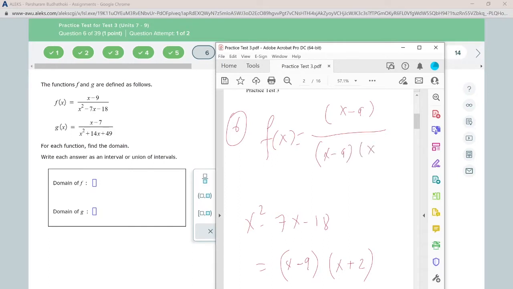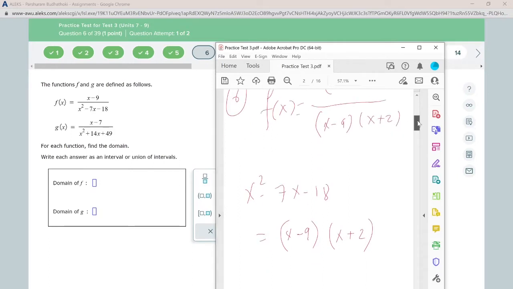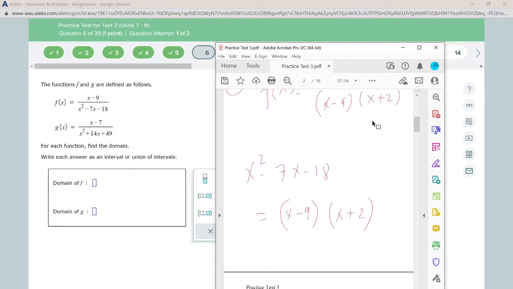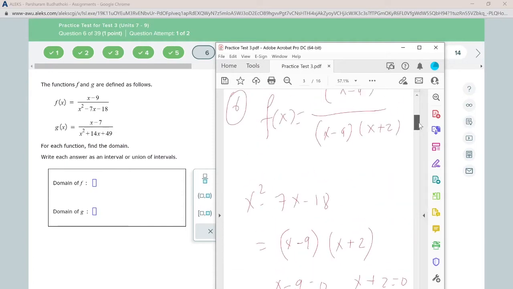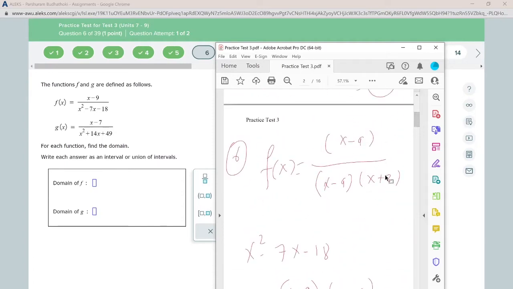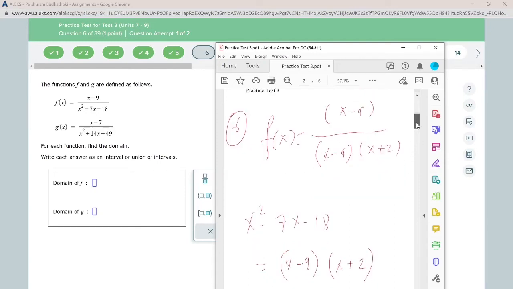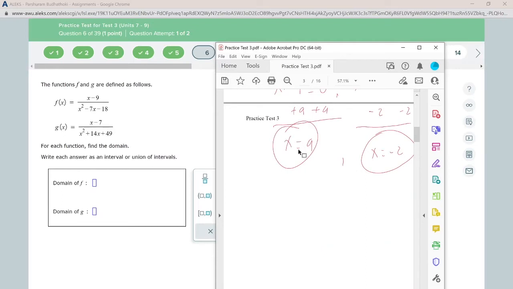Now whenever you try to find the domain, you try to see what values of x make the denominator 0, by setting each of these factors equal to 0 and solving for x. So when you solve, x minus 9 equals 0, if you add 9, that gives you x equal 9. And here if you subtract 2, it gives you x equal negative 2. The meaning is, if x is 9 or x is negative 2, the denominator becomes 0, which we don't want. So the domain of the function is all real numbers, all the values for x except 9 and negative 2. So how do you write it?